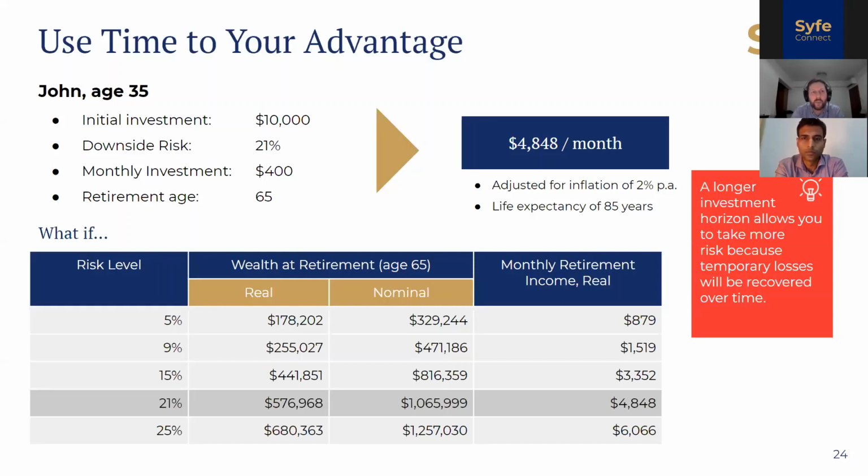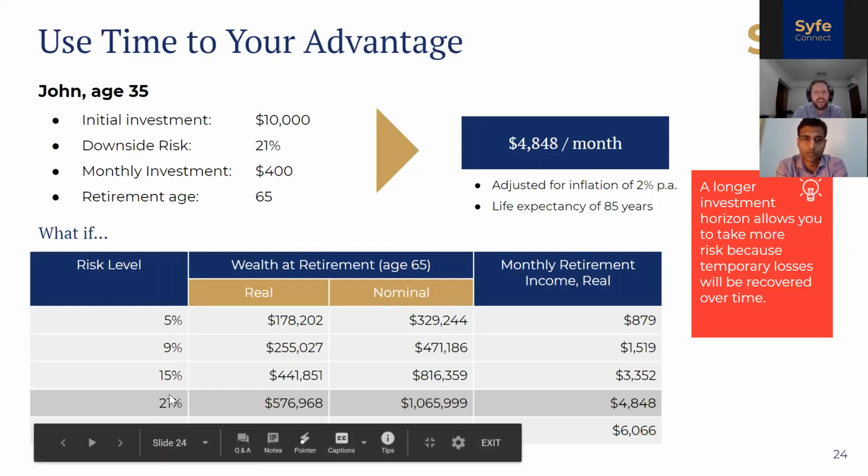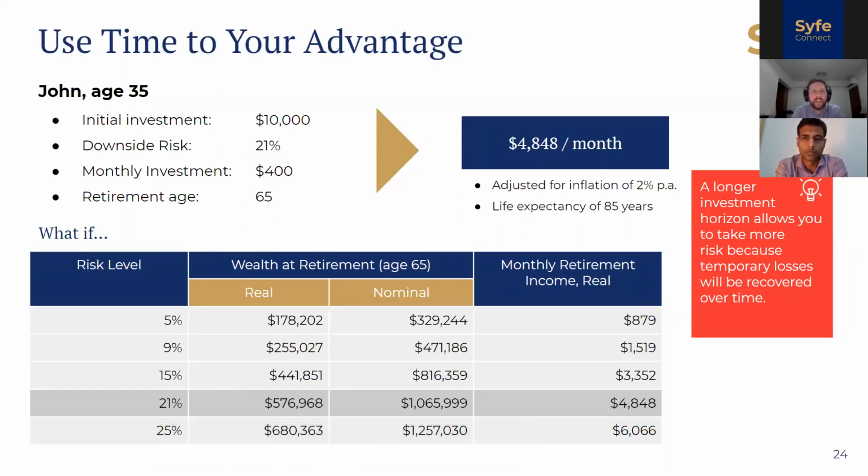So if it was within John's risk tolerance to do so, he could increase his risk rating from 21 up to 25 and get a better outcome of $6,000 in terms of his monthly retirement income. So it's quite a significant jump there from 4,800 up to over 6,000. It's a jump of 25%, and really, going from that level to 6,000 without actually utilizing any more of your own investment or paying in any extra really is quite interesting to see.